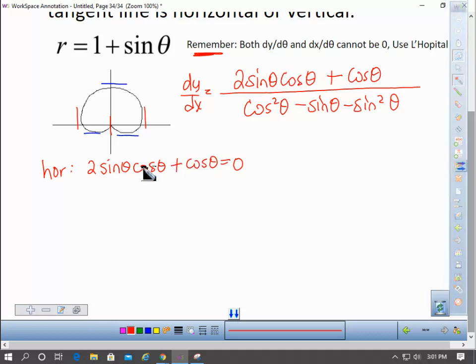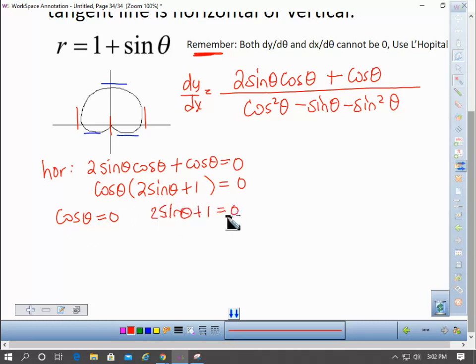I notice I've got a cosine in both parts, so I'm going to pull out a cosine. Since I can factor it out, I don't need to replace it like I had been doing on the other problems. So if I take out a cosine, that leaves me 2 sine plus 1 equals 0. Then I can set each one of these equal to 0. So basically I'm factoring, and then I'm setting each piece equal to 0. So this gives me sine is going to be negative 1 over 2.